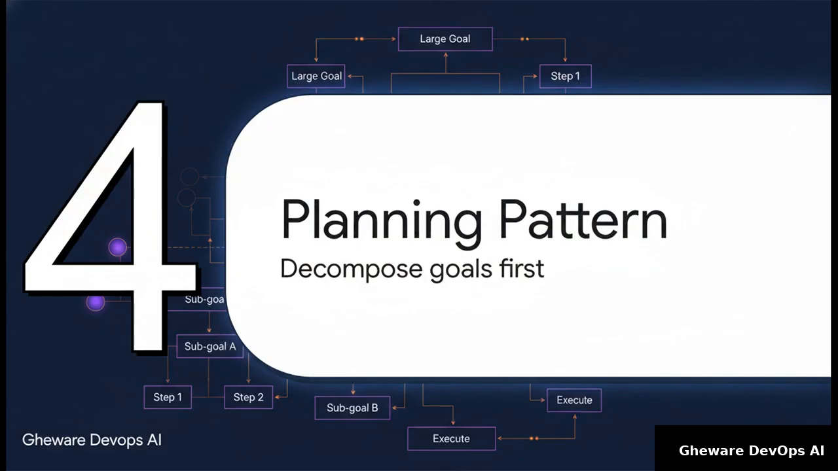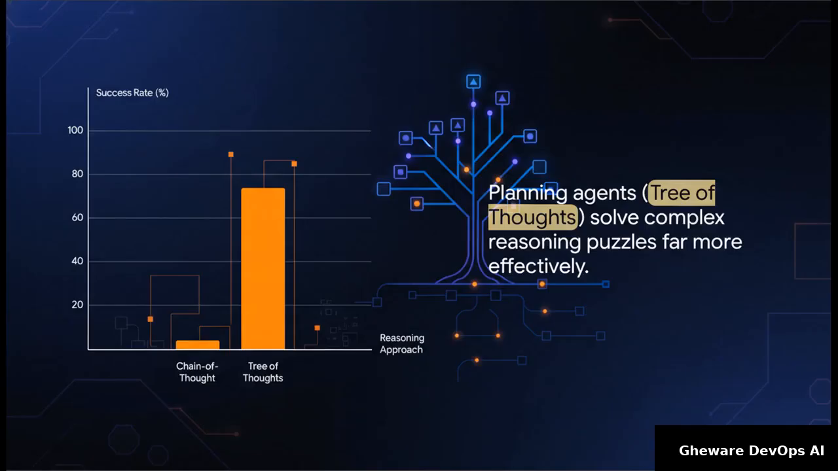But what about tasks that are so complex they require a real strategy before you even start? For that, we need our third pattern, planning. This is all about decomposing a large goal into an explicit, step-by-step plan before executing a single action. And the difference this makes is just night and day.